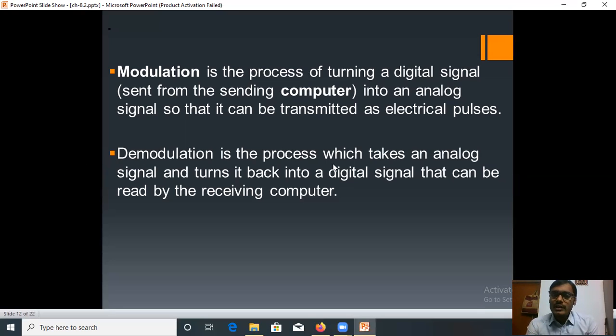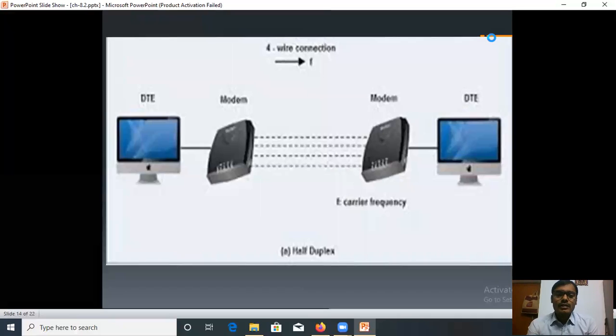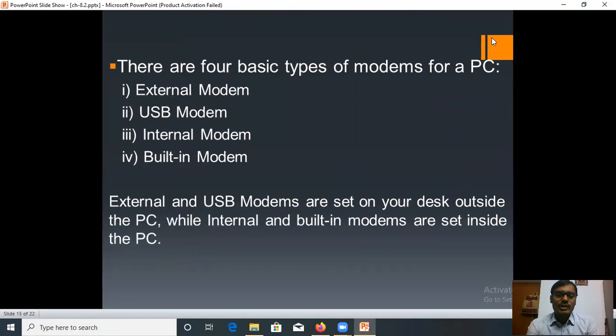And demodulation is the process which takes an analog signal and turns it back into a digital signal that can be read by the receiving computer. So this is the concept of modem. It works for modulation as well as demodulation. I have also explained the four types of modems which are used today. So I have explained all the things about modem.